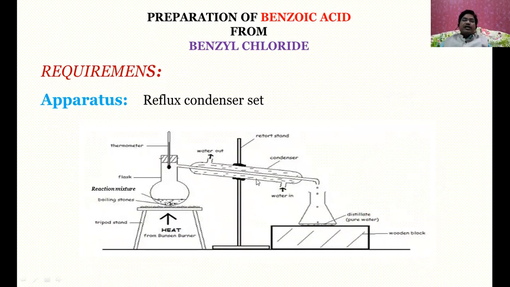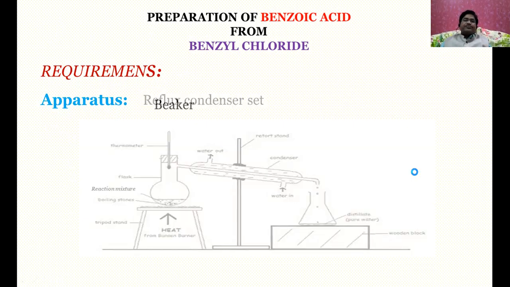This is going to be the condenser, and water always flows from the inlet to the outlet, so that when the vapors evolve from this flask, they move into this condenser. Due to the continuous flow of water, they get condensed, liquefied and collected in a collecting flask. This is a simple reflux condenser set.